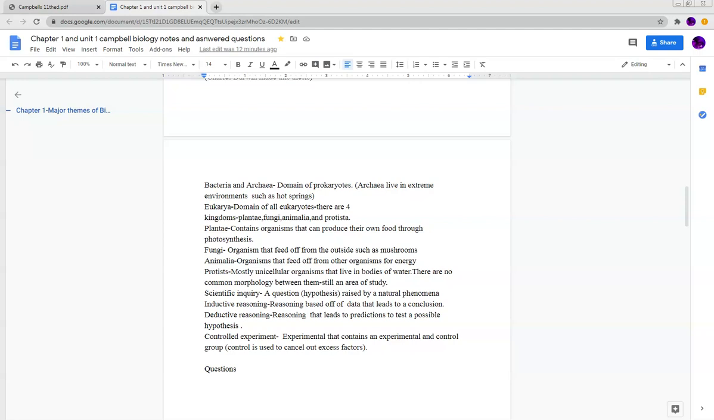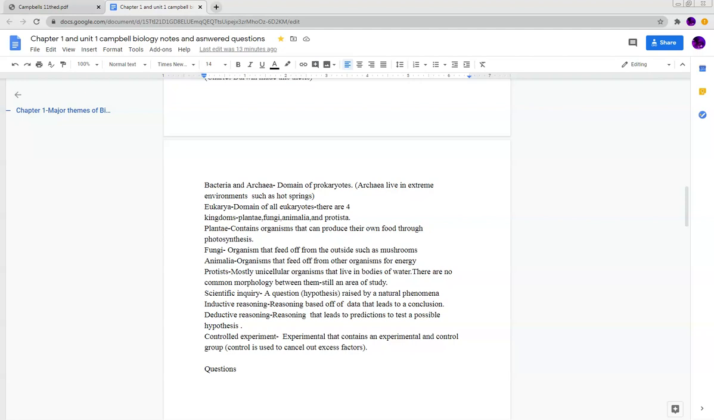So scientific inquiry. This is the boring part in chapter one. A question raised by natural phenomena. There's not much I can really say. Then inductive reasoning based off of data that leads to a conclusion. And then deductive reasoning that leads to predictions to test a possible hypothesis. And then controlled experiments are experiments that contain experimental and control groups. Control groups are used to cancel out excess factors.